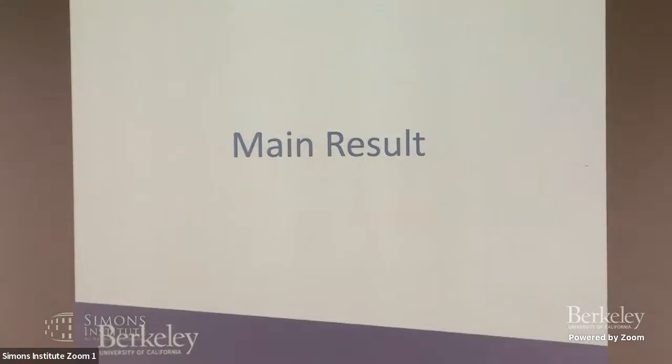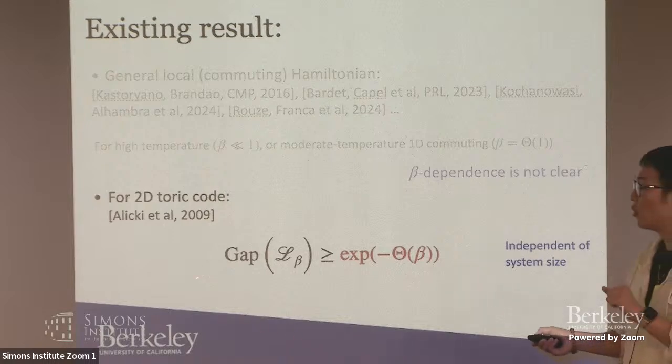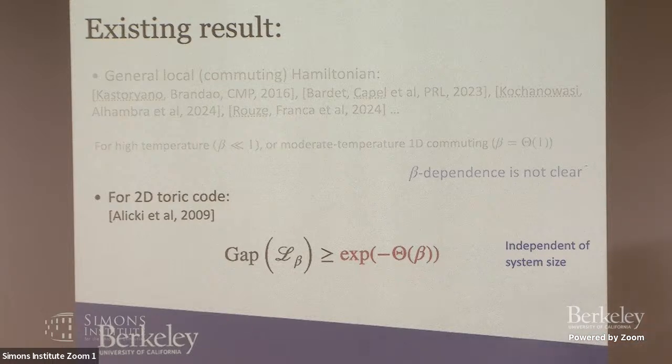Now I will talk about the main result. We are definitely not the first to study the 2D toric code. In 2009, Alicki et al. also studied the spectral gap of the local Davies generator for the 2D toric code, and they showed that the spectral gap of the local Davies generator can be lower bounded by exponential minus beta. The important thing is that this lower bound is independent of system size. This is the advantage. The disadvantage is that when you let beta go to infinity, the spectral gap goes to 0 exponentially fast. Basically this means we don't have fast low temperature thermalization.